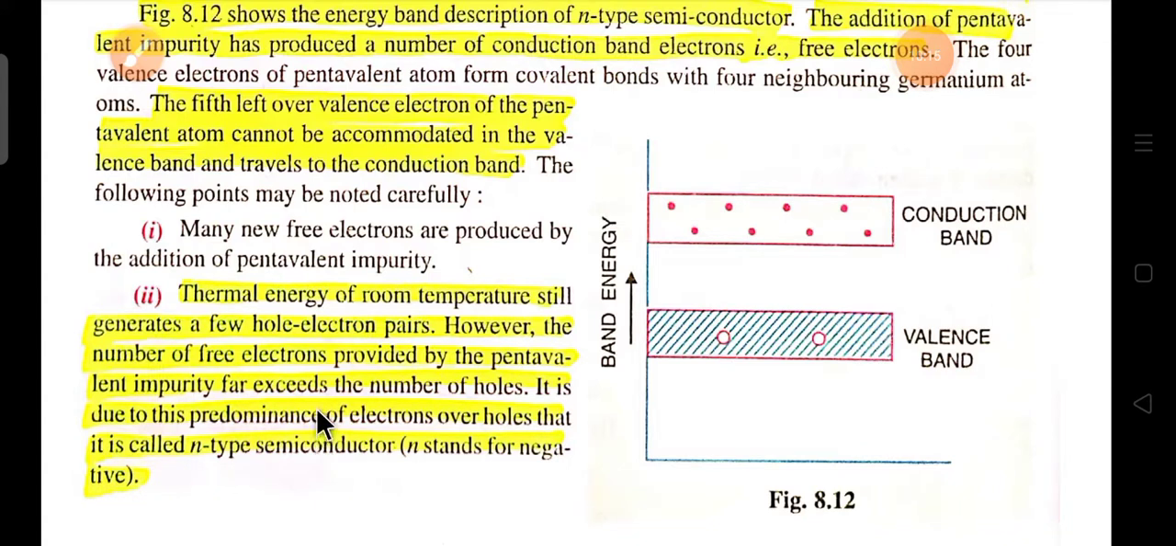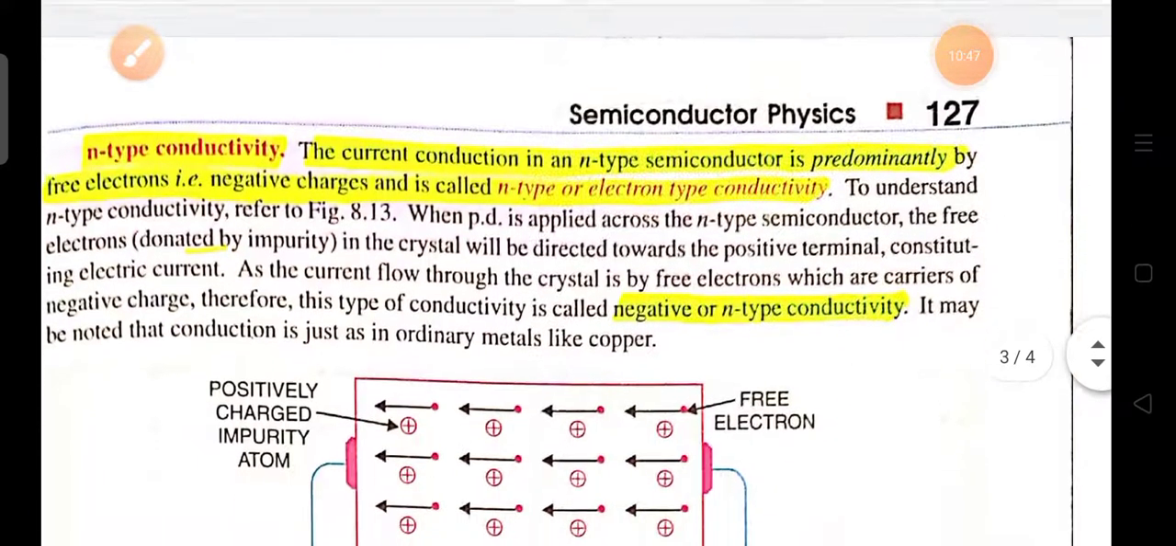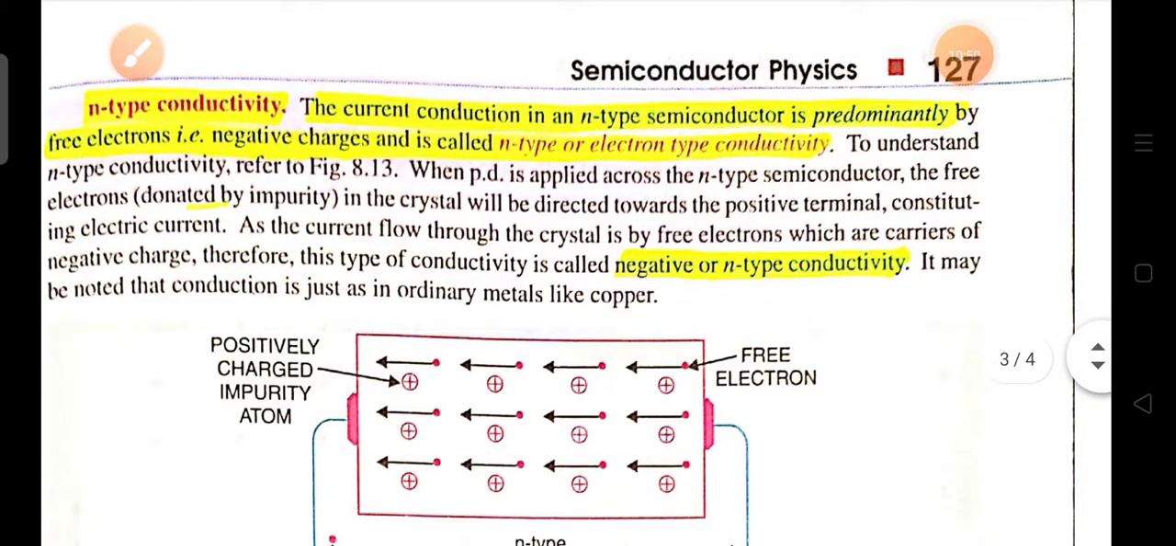That means in n-type semiconductor there are two carriers, one is hole, one is electron, but the amount of electron is far much more than the amount of holes. So here the majority charge carrier is electron and the minority charge carrier is hole, because the dominance of electron over hole is greater. Okay, now see n-type conductivity.